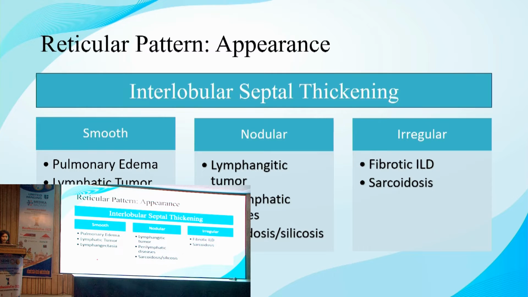A note to be made here is that the lymphatic spread of the tumor can result in either smooth or nodular septal thickening. So how do we differentiate it from pulmonary edema? In pulmonary edema, it will generally be bilateral, more dependent, and there will be associated ground glass opacity seen. Whereas the lymphangitic spread of the tumor is generally unilateral, and we also have the history of the tumor.